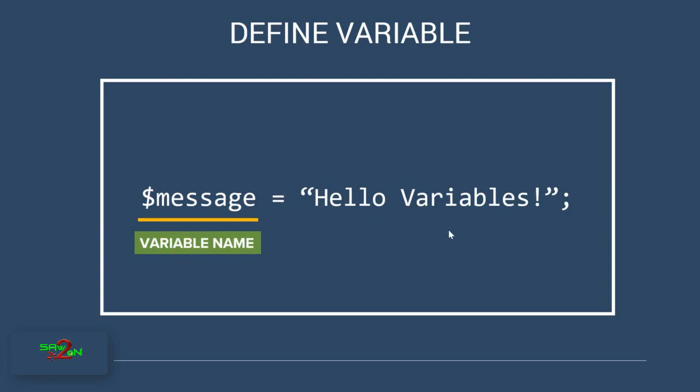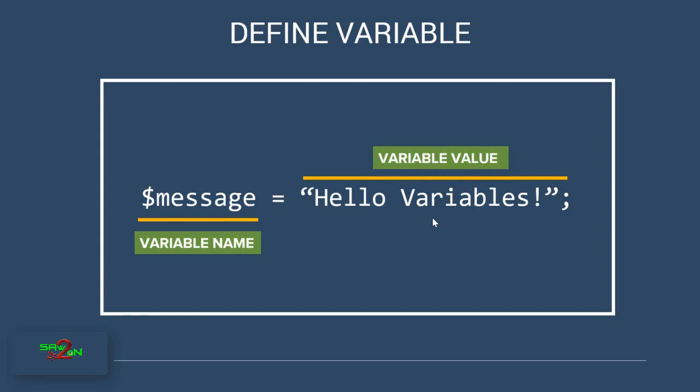The right hand side is called the variable value. Whatever value you're assigning to a variable is called the variable value, and this variable value can be a string, an integer, or a boolean value. The thing that you want to hold in a variable is the variable value. So how do you read this? Message is a variable name having a variable value of hello variables. So that's how you read it as a sentence.